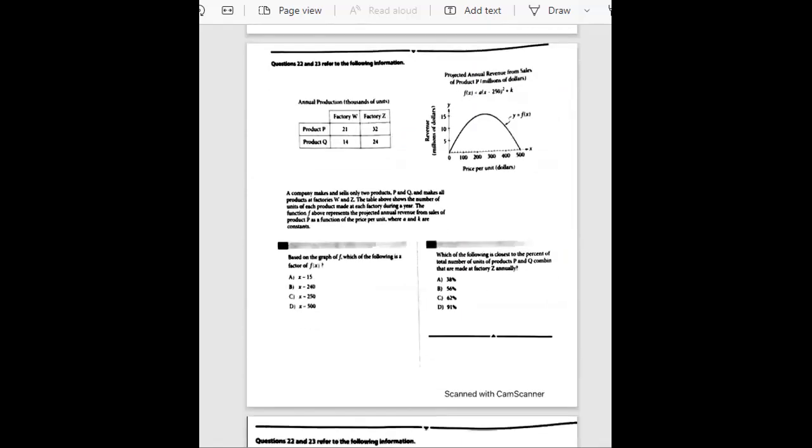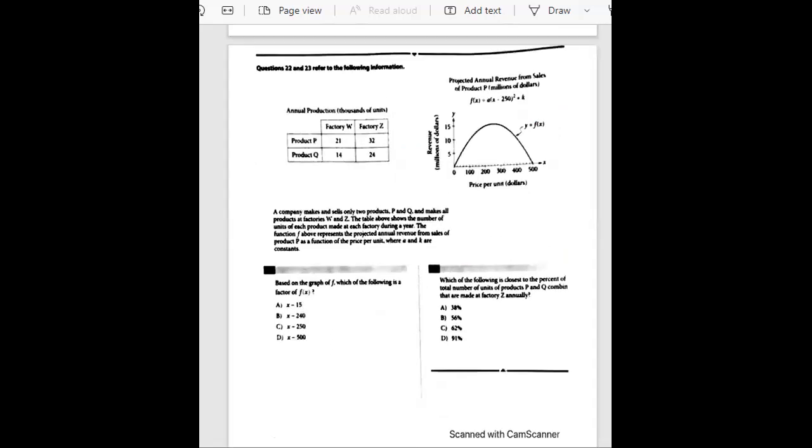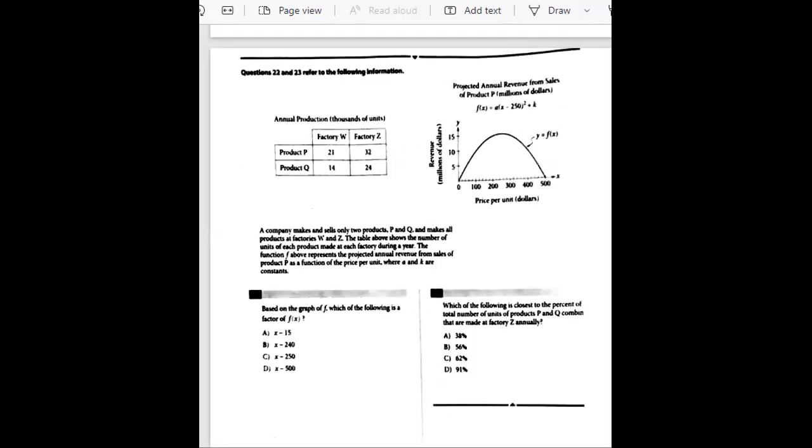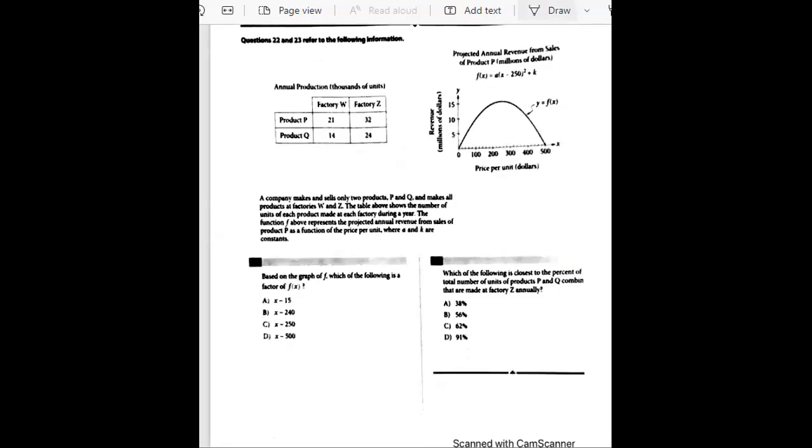Okay, this was the first question. It's got a first part, right? The 22nd question, the first part. Okay. So basically, this is a question and we need to do this part. So let's read it out first. A company makes and sells only two products, P and Q, and makes all products at factories W and Z. The table above shows the number of units of each product made at each factory during a year.